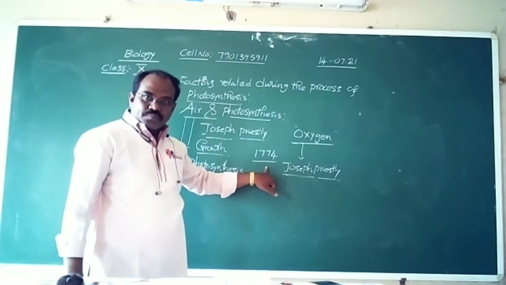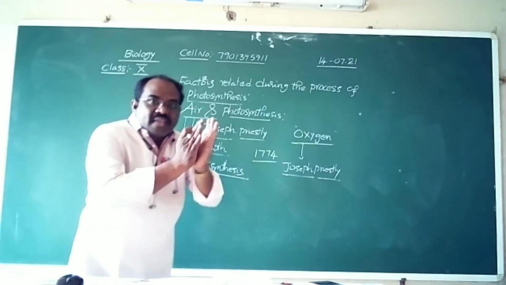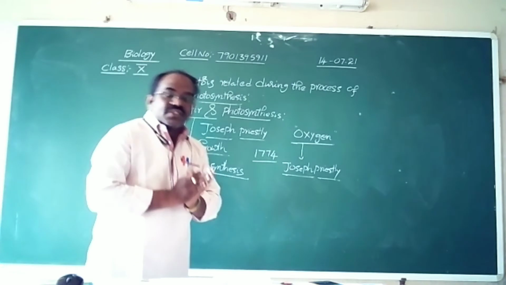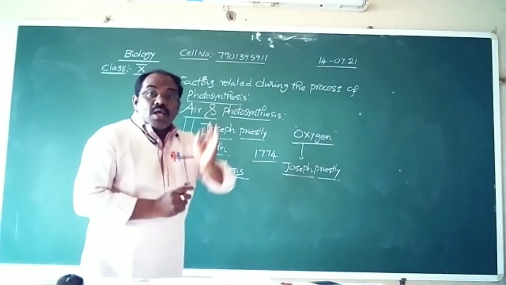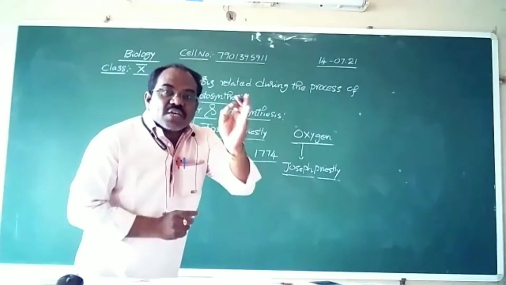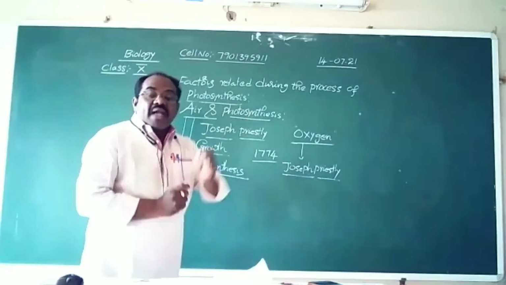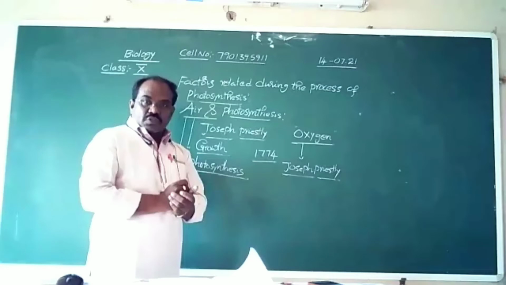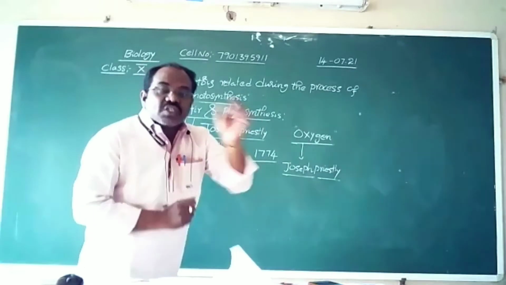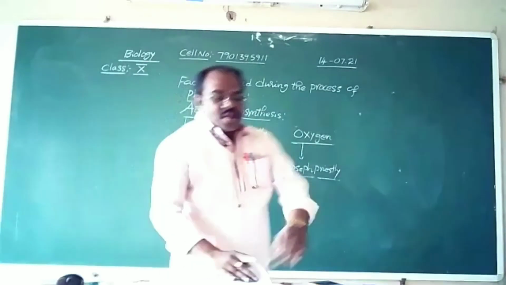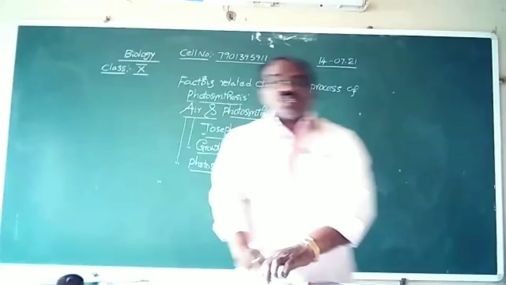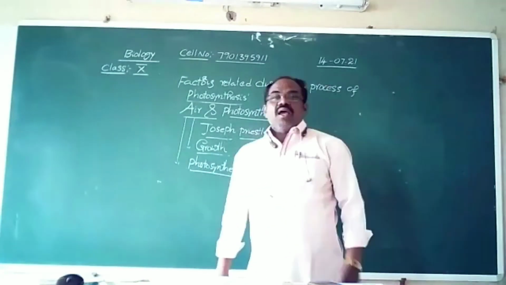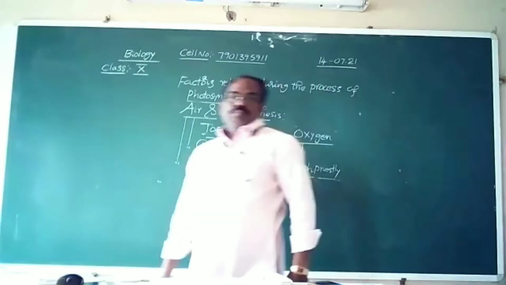Air contains several gases like oxygen, carbon dioxide, nitrogen, and other gases. Air is essential for the growth of the plant body and it is also useful for the photosynthesis process. During photosynthesis, carbon dioxide is essential and oxygen is liberated.